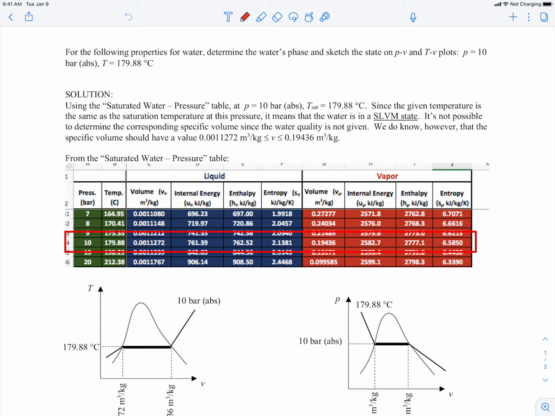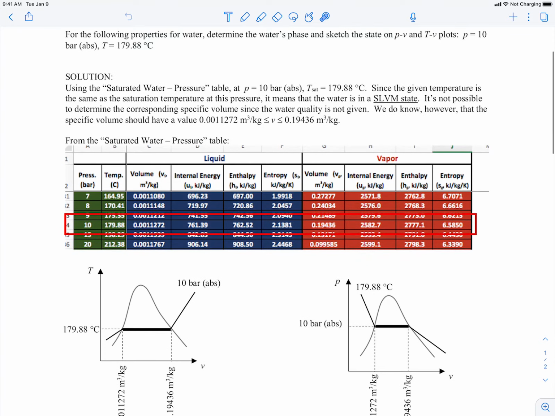So here we're asked to find the water's phase and sketch its state on a PV and TV plot when the water is at a pressure of 10 bar absolute and a temperature of 179.88 degrees Celsius. So rather than work this out on a blank piece of paper, since I'm referring to some tables, I just figured I'd copy over the written solutions I already have.